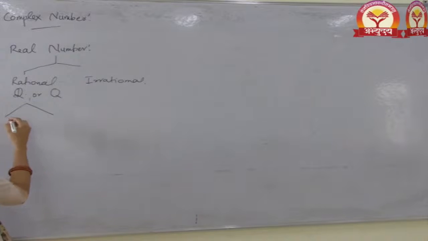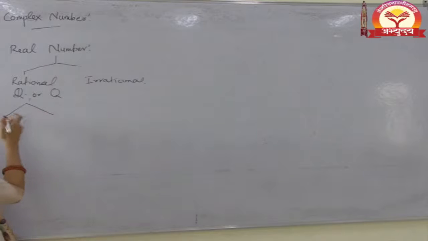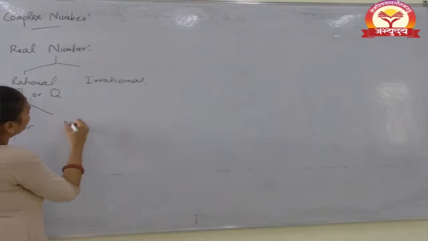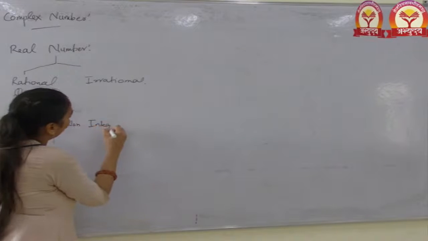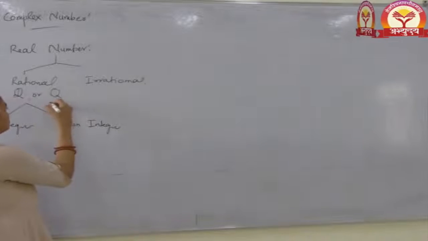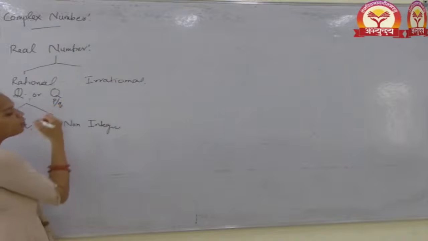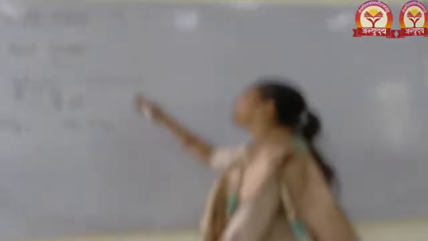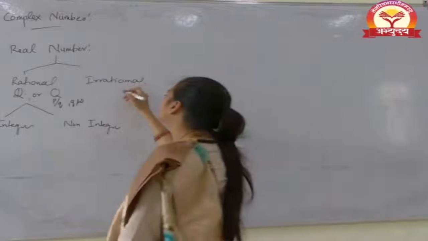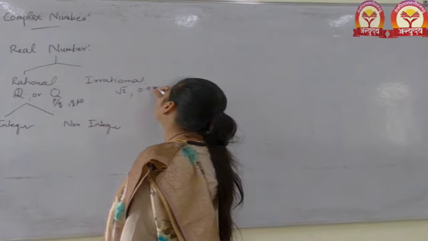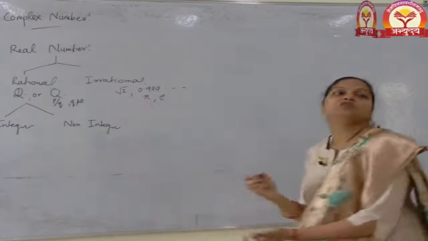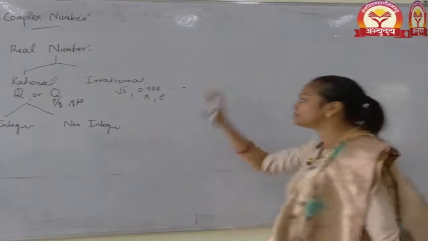Rational number can also be categorized in two parts, like integer and non-integer. Rational numbers are all numbers that can be represented in the form of P by Q, provided Q should not be equal to 0. And all other numbers are of course irrational, like under root 2, 0.999, pi, exponential e, that means 2.71 and so on, that is all irrational numbers.